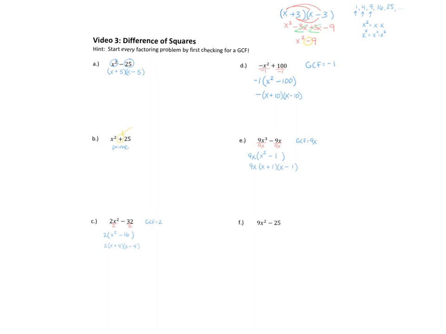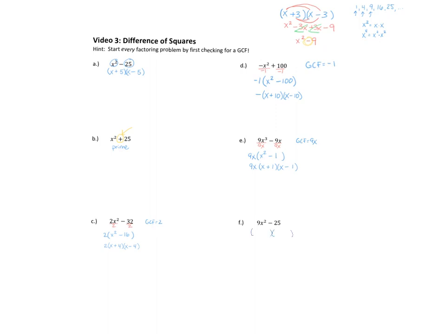The last one here, problem F. I may be in the habit of looking for GCFs, but when I look at this one, there's not a GCF that divides into both 9 and 25. However, at a closer look, both 9 and 25 are perfect squares, and I have a minus sign in between. So this is already a difference of squares without having to divide out a GCF.